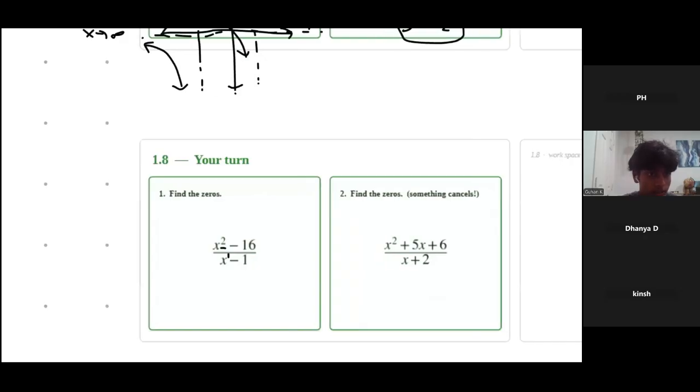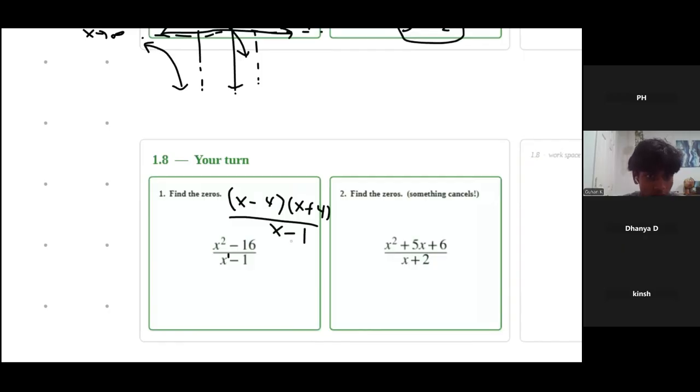Okay, so this question is asking us to find the zeros. So let's do our first step, which is always to factor. The top becomes x minus 4 and x plus 4, which we factored through difference of squares. And then our bottom is going to be x minus 1. There's no more factoring to that. So for our bottom, the vertical asymptote is going to be 1 since that's what makes it 0.